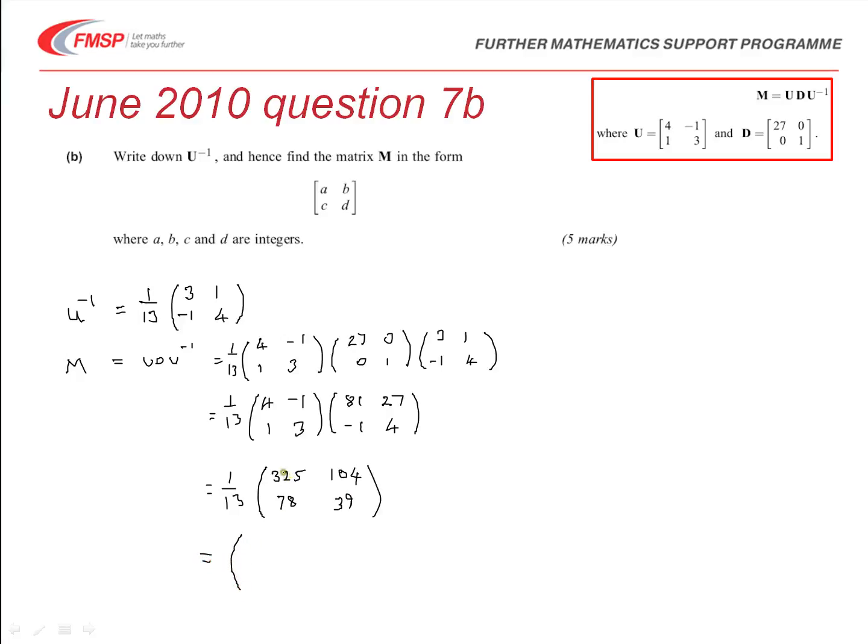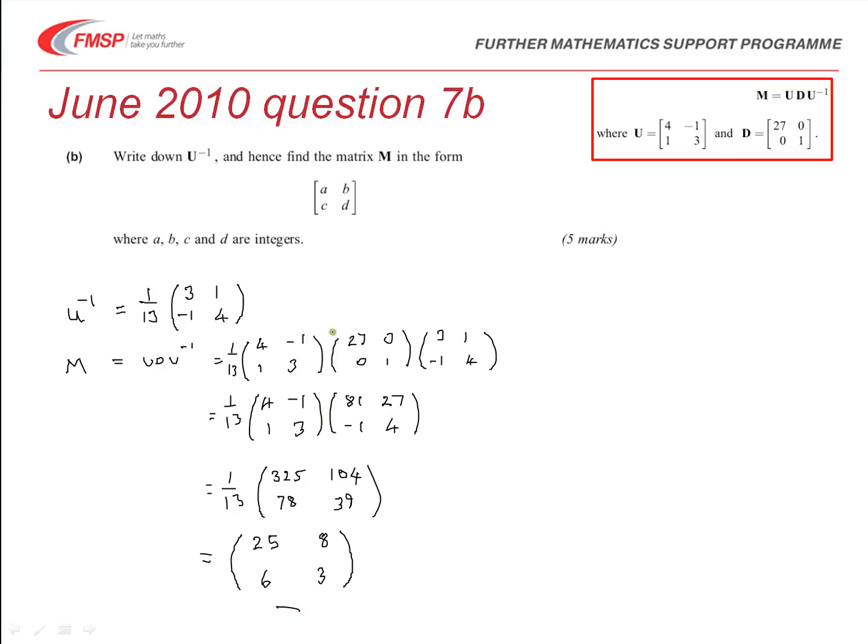And 13's into the 325 will actually go 25 times. Into 78 they go 6 times. Into 104 they go 8 times. And then the last one they go 3 times. So that gives us our matrix M.